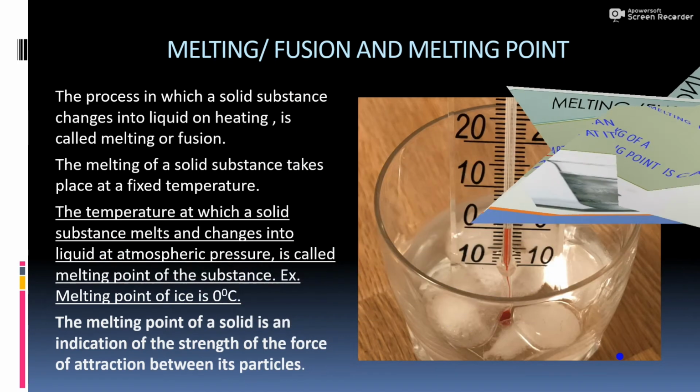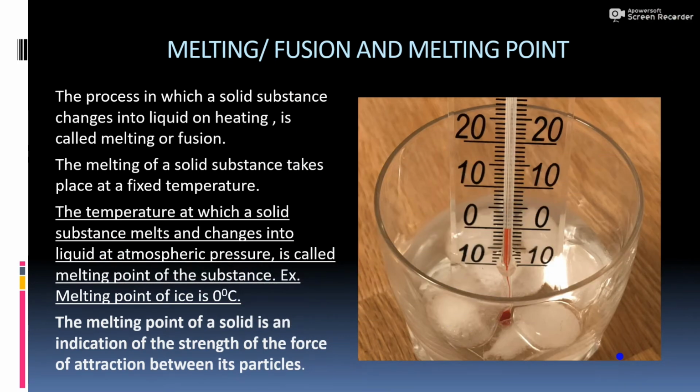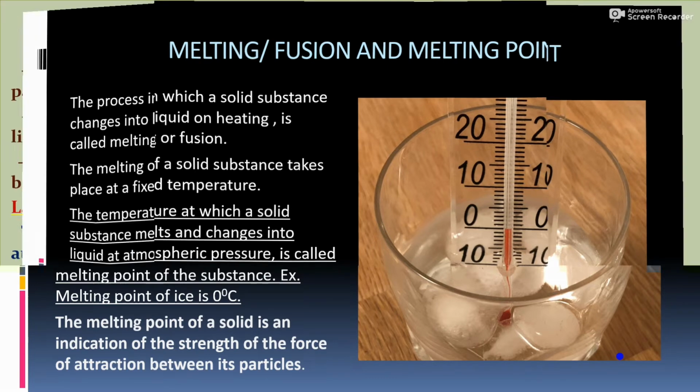Then melting, fusion and melting point. The process in which a solid substance changes into liquid on heating is called melting or fusion. The melting of a solid substance takes place at a fixed temperature. The temperature at which a solid substance melts and changes into liquid at atmospheric pressure is called the melting point of the substance. That is, the melting point of ice is 0 degrees Celsius or 273 Kelvin. The melting point of a solid is an indication of the strength of the force of attraction between its particles.